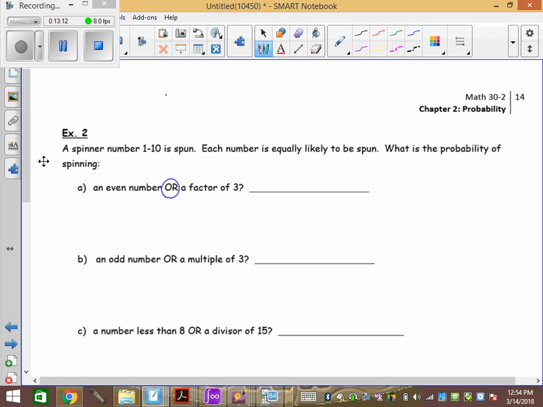For this one here, we want an even number or a factor of 3. What are the even numbers between 1 and 10? 2, 4, 6, 8, or 10. What are the factors of 3? 1 and 3. Do they overlap? No. If they don't overlap, what are these? Mutually exclusive. Okay? So when they're mutually exclusive, you just take the two probabilities and add them. So probability of an even number plus the probability of a factor of 3. So even numbers, 5 out of how many?